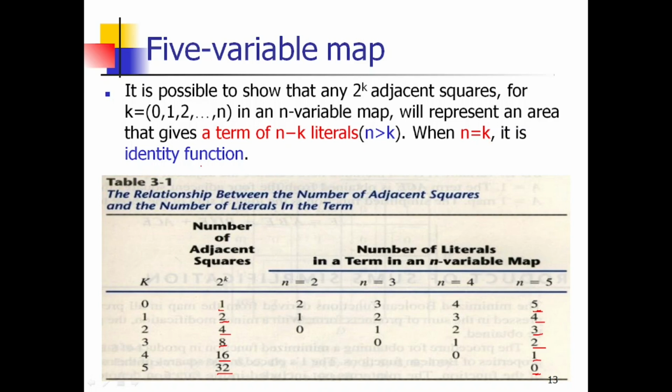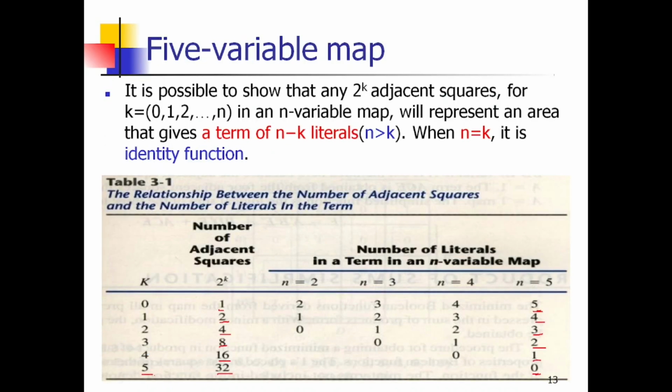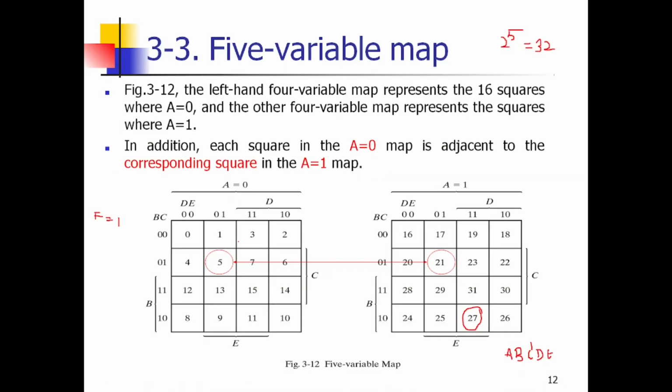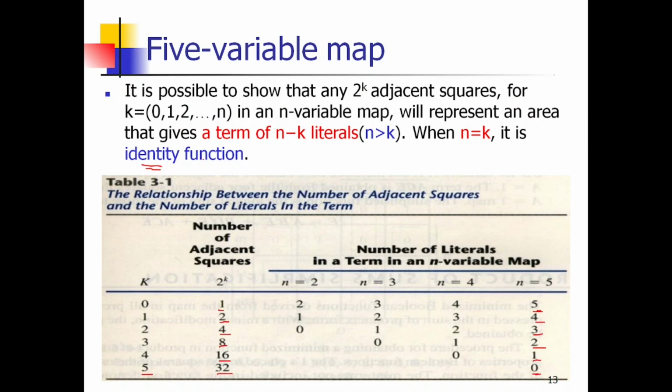So n equal to k. Here n is the number of variables, so 5 variables, and k is 5, right? n is also 5. So for that, the function is an identity function. We have discussed this here, so we are having the function as f equal to 1. So it is represented here. It is an identity function.